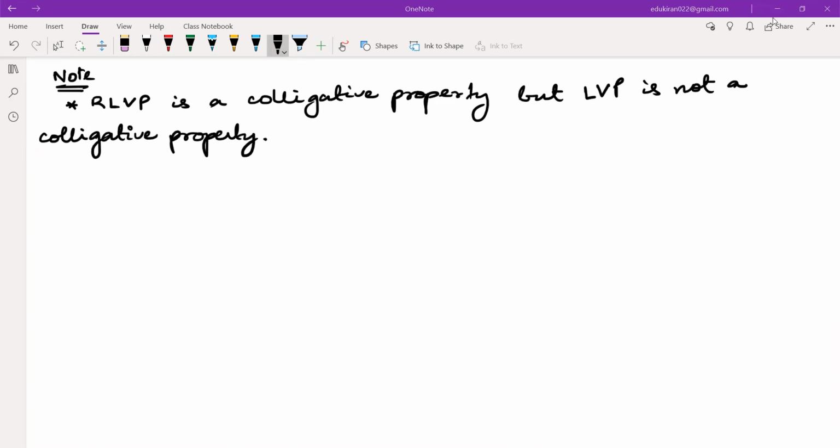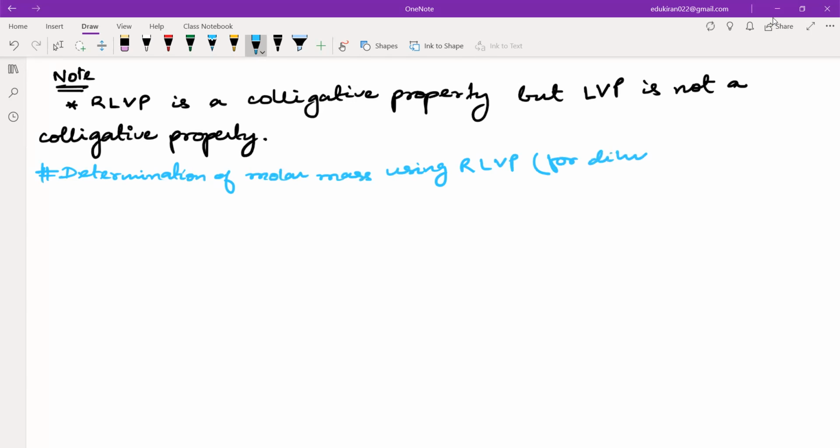How we can determine the molar mass, है ना? How we can determine the molar mass through RLVP. So you can write this as a topic also, determination of molar mass using RLVP. एक चीज याद रखिएगा, this is for dilute solutions only. ठीक है, for dilute solutions.